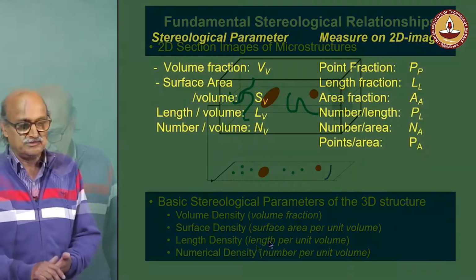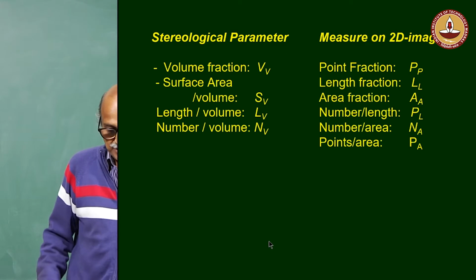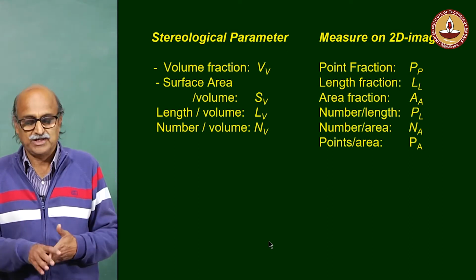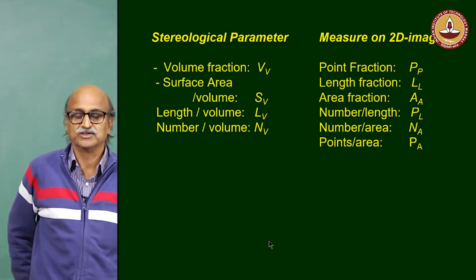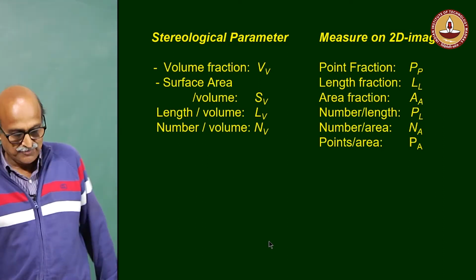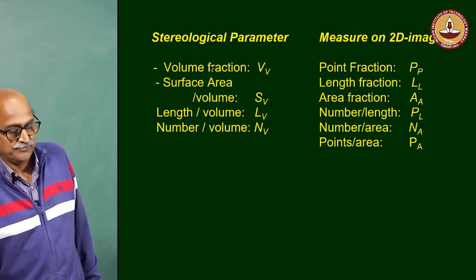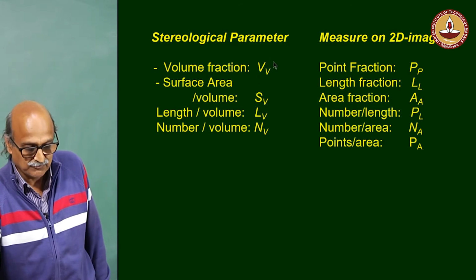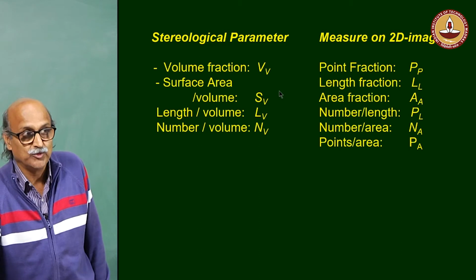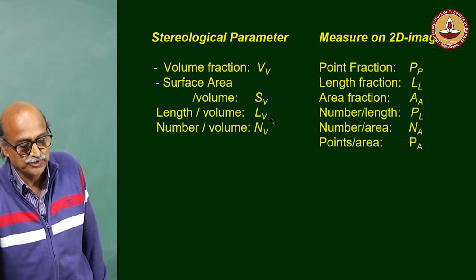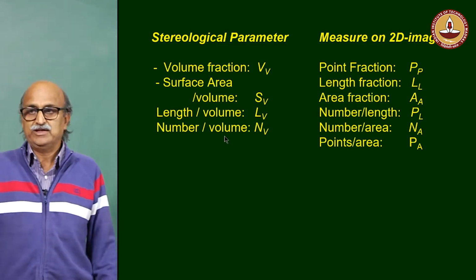And this slide actually introduces some of the stuff that you have seen, and it introduces the kind of symbols that one uses in stereology. On your left are those four fundamental parameters that we want to measure. Volume fraction, we use the symbol V sub V; surface area per unit volume, S sub V; length per unit volume, L sub V; number per unit volume, N sub V.